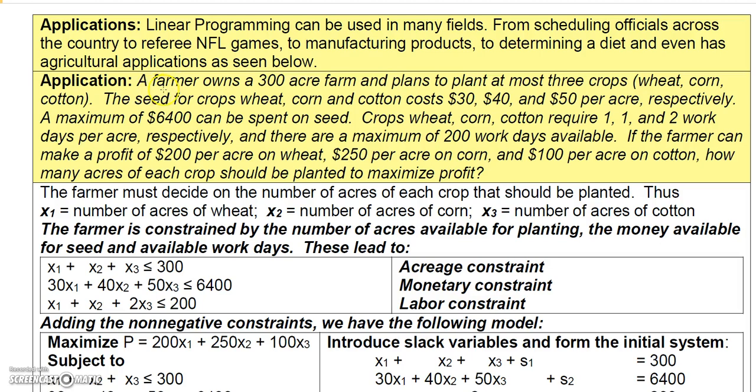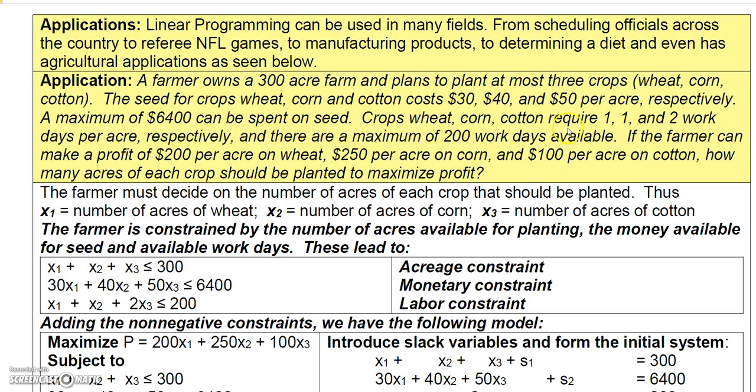We're going to start with a farmer application here. So this is a very practical problem. A farmer owns a 300-acre farm and he wants to plant at most 3 crops: wheat, corn, and cotton. The seed for crops wheat, corn, and cotton costs $30, $40, and $50 per acre respectively. And a maximum of $6,400 can be spent on seed.